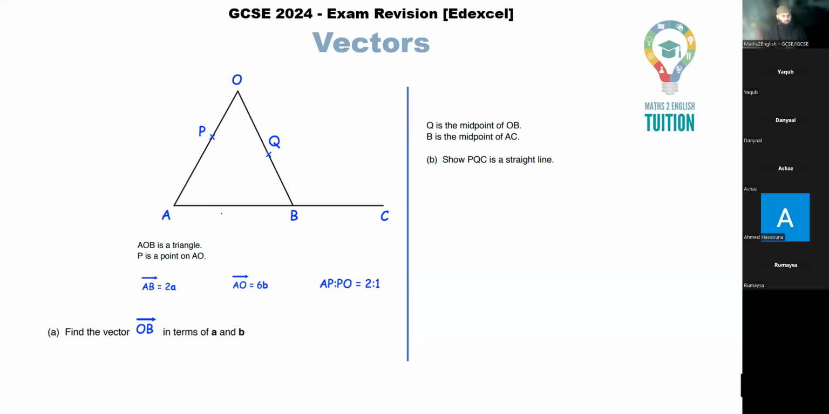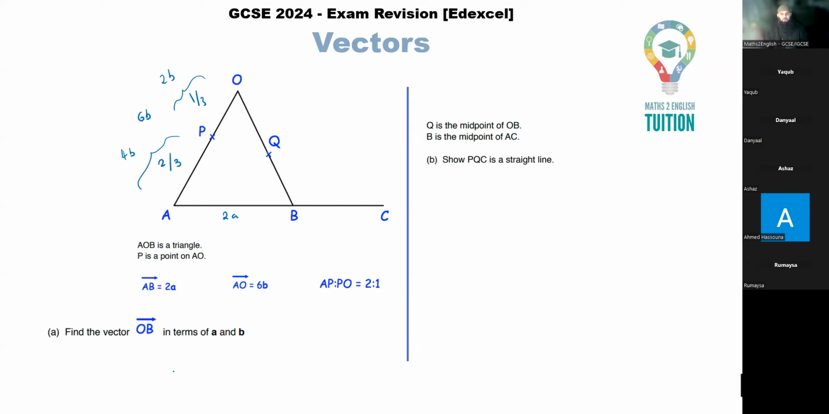AB is 2A, so let's write 2A. AO is 6B. AP is 2 parts out of 3, and PO is 1 part out of 3. All together, if I do 6 times 2 over 3, that's 12 over 3, so that's going to be 4B, and that's going to be 2B.